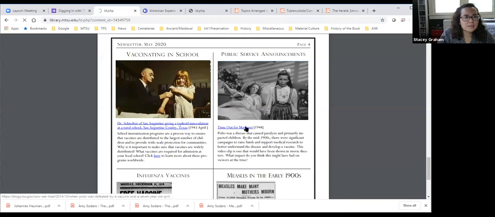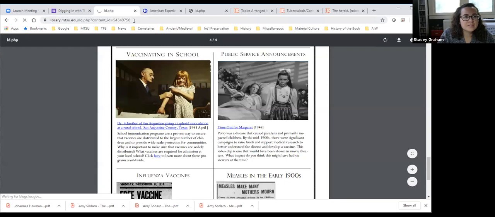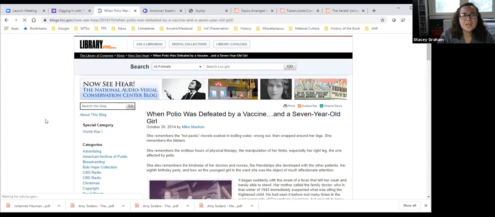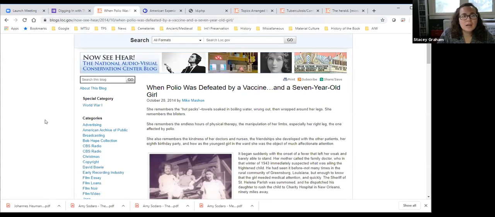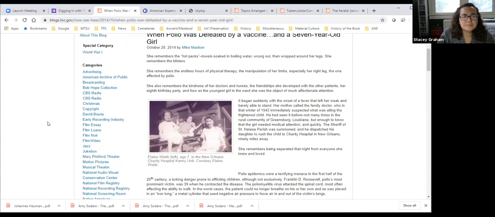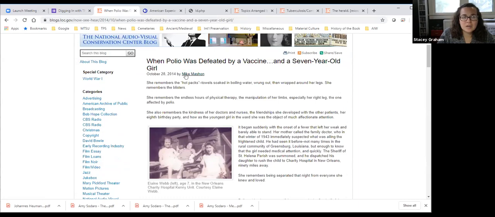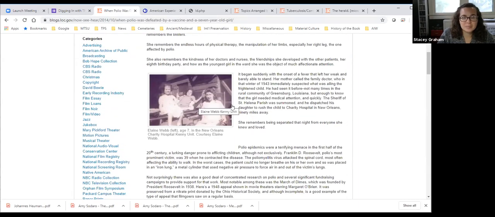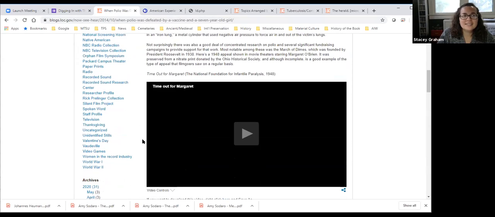Okay, if I can get it to come up. Please don't tell me that the Library of Congress, okay, here we go. When polio was defeated by a vaccine and a 7-year-old girl, this was written by someone at the Library of Congress whose aunt had polio. So here's a picture of his aunt. And this was actually called infantile paralysis. So here's another case where if you're searching for this among historic newspapers, you probably need to use a different term that we don't really use anymore, and that was infantile paralysis.